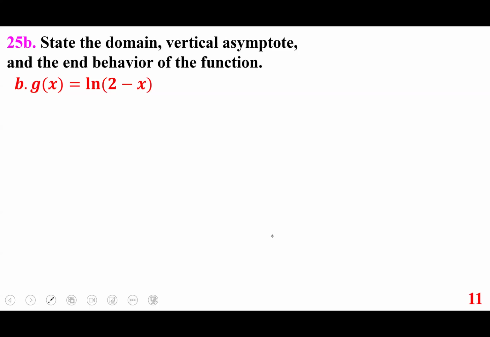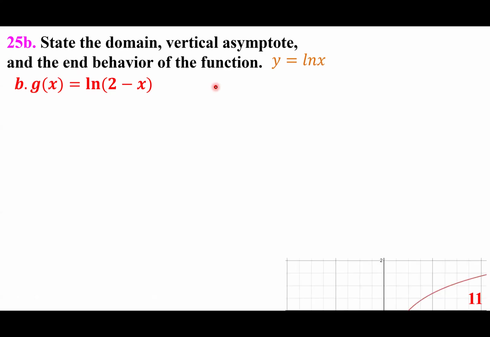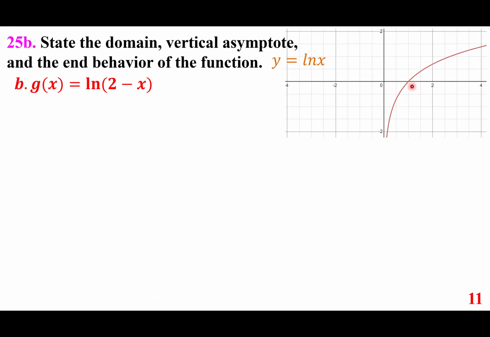We want to look at the following function, g of x is ln of 2 minus x, and come up with the domain, asymptote, and behavior of the function. And obviously, we are going to start with y equals ln x, which we know looks like that with the 1, 0 being the x-intercept.